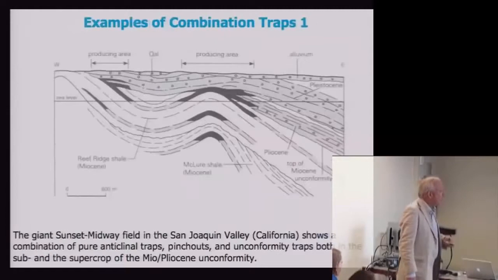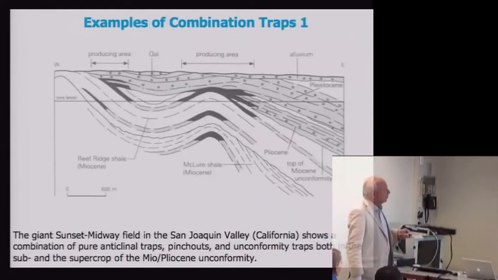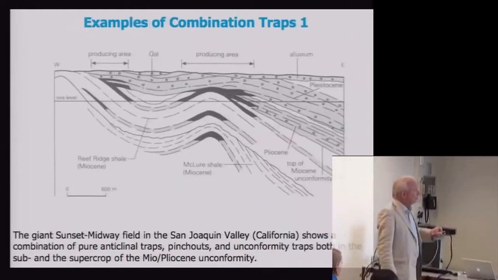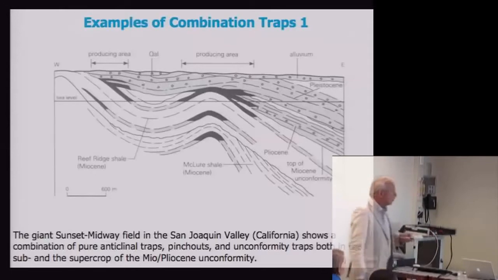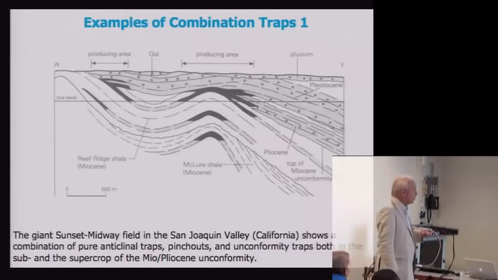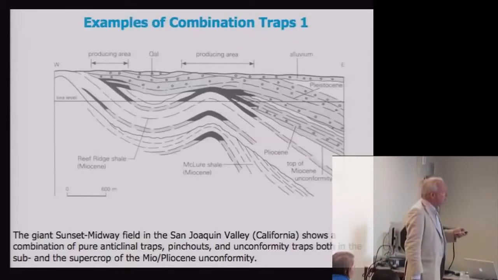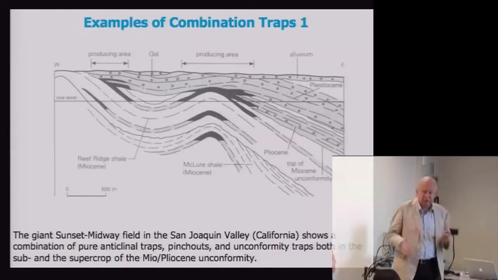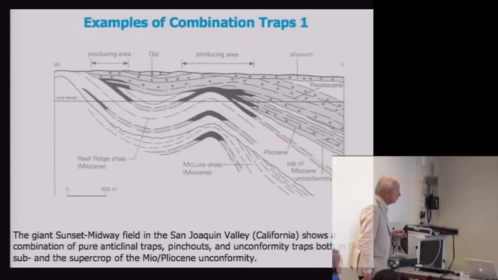So here you see another real example of a combination trap. Very similar to the Tamboraja field, you see how this pinches out here. This is some of the youngest fields in the San Joaquin Basin, the so-called Sunset Midway field, which is actually a combination of quite a few fields. But there's a tremendous number of wells drilled here, and it's extremely young oil. Some of it is probably less than a million years old, some of the youngest oil we find.